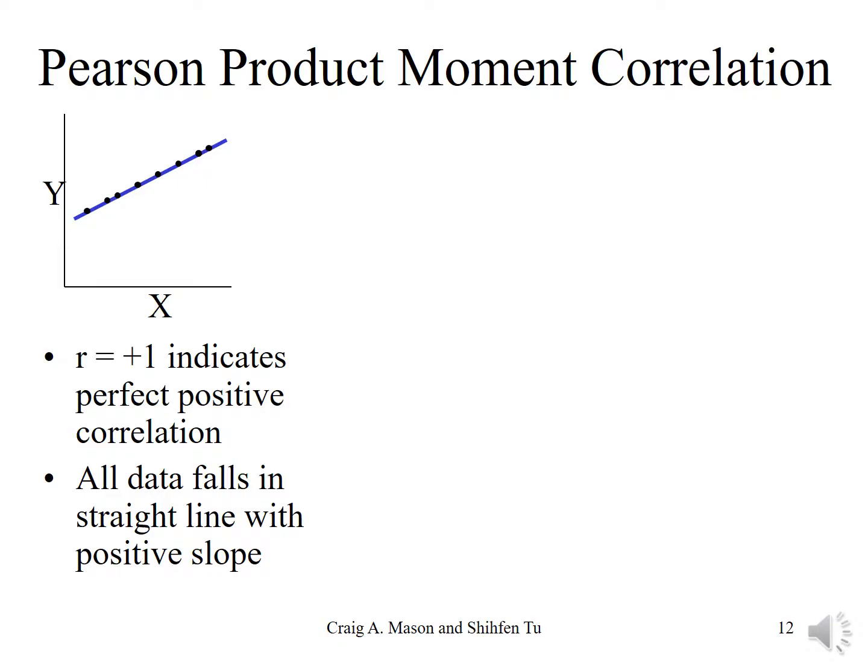Now, as we said, correlation coefficients can range from +1 to -1. The very largest positive value a correlation can be is +1. A correlation of +1 indicates that all the data falls in a perfectly straight line with a positive slope. It's a perfect positive association. You can think of it as the Mary Poppins of correlations.